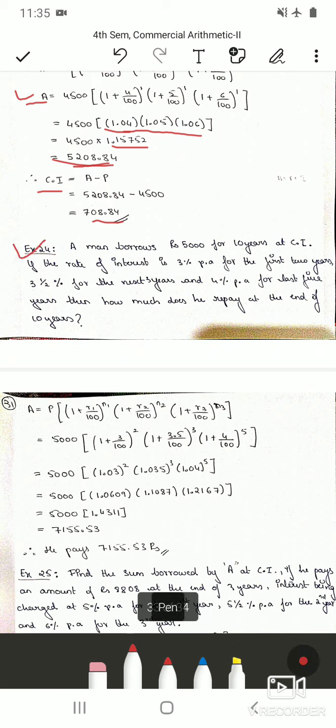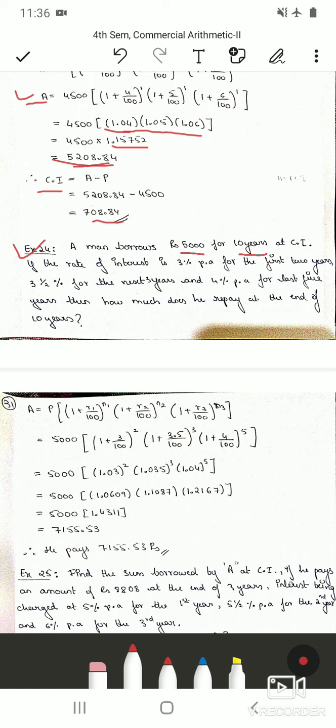The next question is: a man borrows rupees 5000 for 10 years at compound interest. If the rate of interest is 3% per annum for the first 2 years, 3.5% for the next 3 years, and 4% for the last 5 years, then how much does he repay at the end of 10 years? So here you can see principal is 5000, N is 10 years.